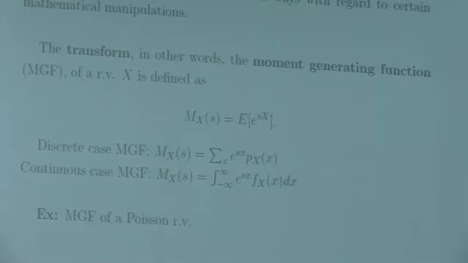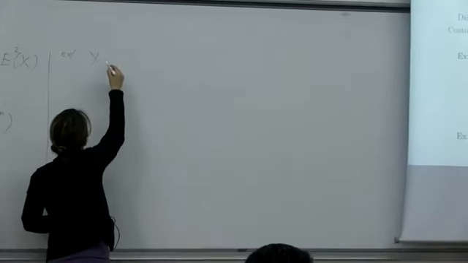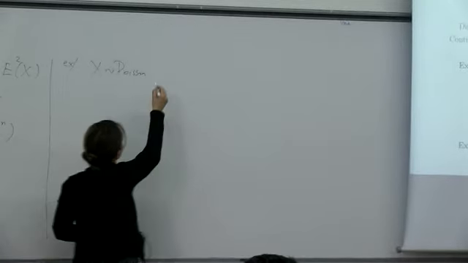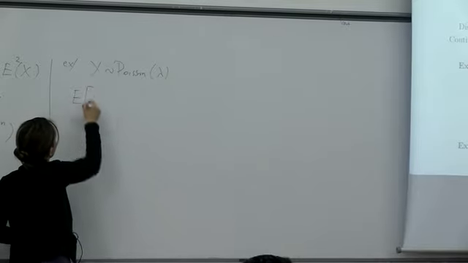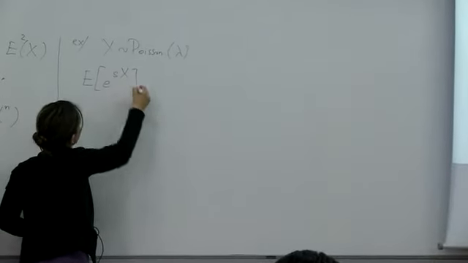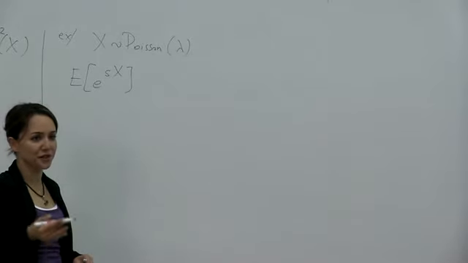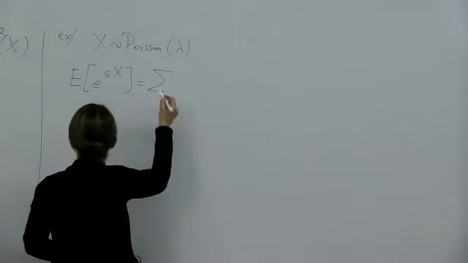So let's exercise a little bit on this by first computing the moment-generating function of a Poisson random variable. So let's assume X is Poisson. How many parameters does a Poisson random variable have? Just one, and that's the rate. Okay? Poisson with rate lambda. So we need to compute the expected value of e to the sX. Is this going to be an integral or a summation? A summation, because Poisson is a discrete random variable. So this is going to be a summation.